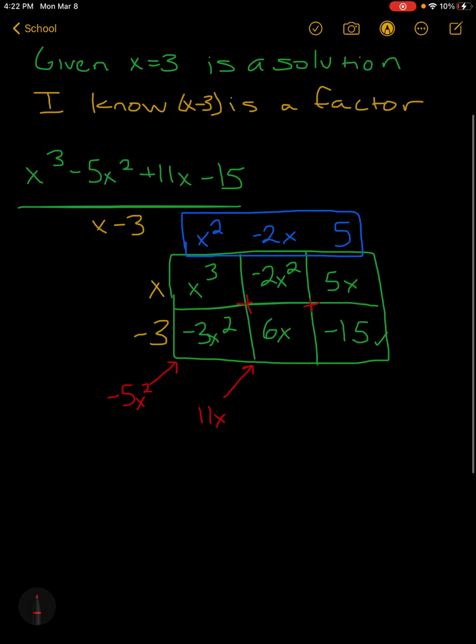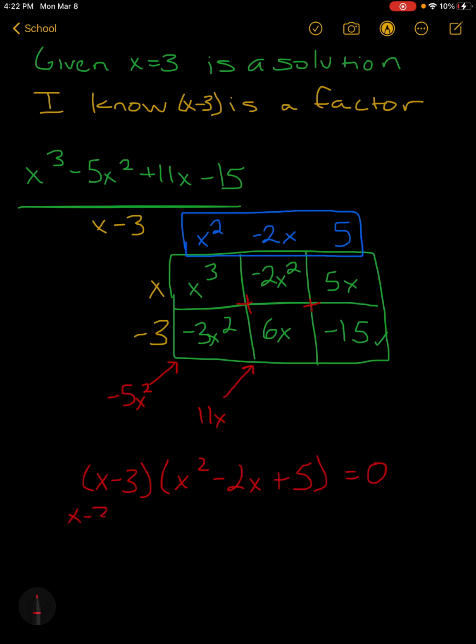So I have x minus 3 times x squared minus 2x plus 5. And this is what I'm going to use to solve. I have my two pieces. I'm going to set them equal to 0. x minus 3 equal to 0. x squared minus 2x plus 5 equal to 0. Now I solve. Well, this first one's going to be easier. I'm just adding 3 to both sides. So I get the solution of x equals 3.